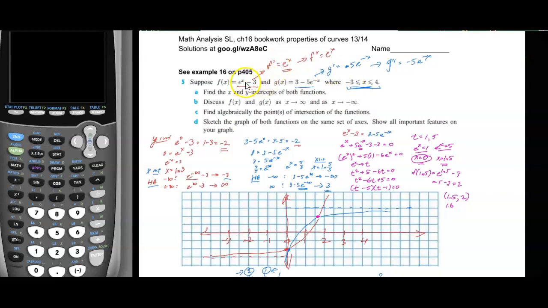So the red function, if we take the first derivative, we're going to get e to the x, right? Derivative of e to the x is e to the x, derivative of negative 3 is 0, right? If we take the second derivative, we're also going to get e to the x, right?